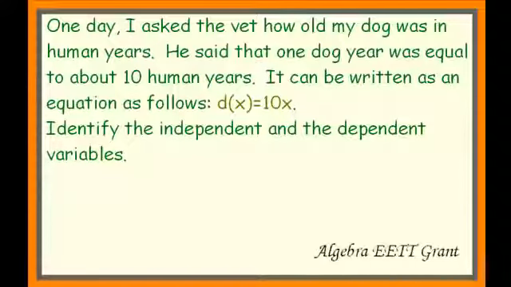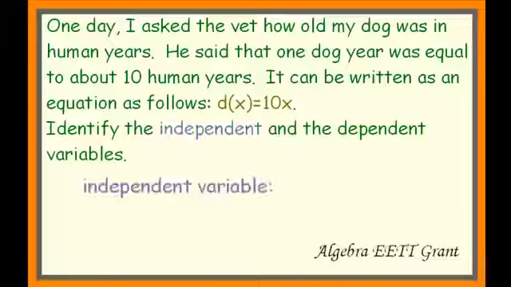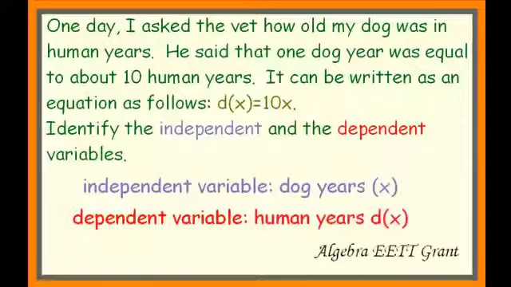So for a dog, what is the independent variable? Well, the independent variable on this one is the dog years, how old the dog is. He's going to age, okay? So that is the independent variable. Now, depending on how old he is in dog years, the dependent variable is the human years, that d of x. So this is how you identify independent variables and dependent variables for a given situation.